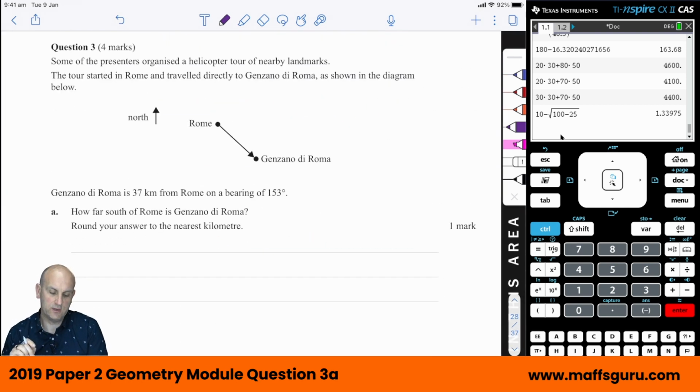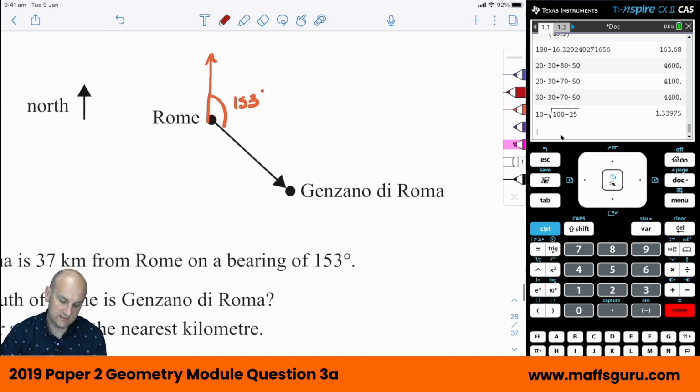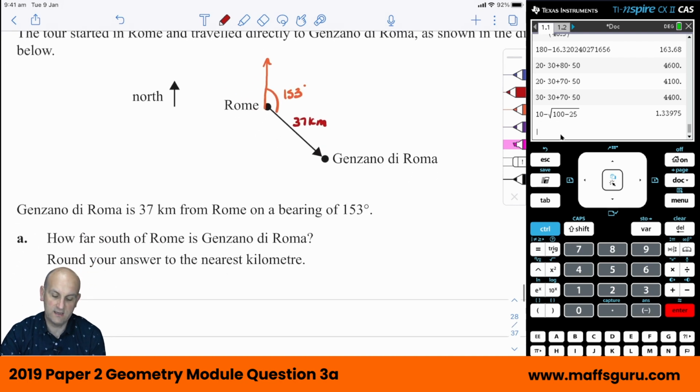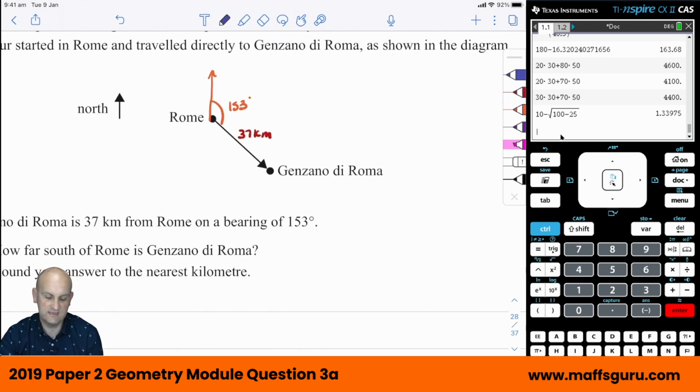Some of the presenters organised a helicopter tour of nearby landmarks. The tour starts in Rome and travels directly to Genzano di Roma, as shown in the diagram below. Genzano di Roma is 37 kilometres from Rome on a bearing of 153 degrees. I'm going to zoom in for a moment. We now know that that bearing there is 153 degrees, and it told me that it was a distance of 37 kilometers. How is that going to help me? How far south of Rome is Genzano di Roma? This is one of those standard type of questions.